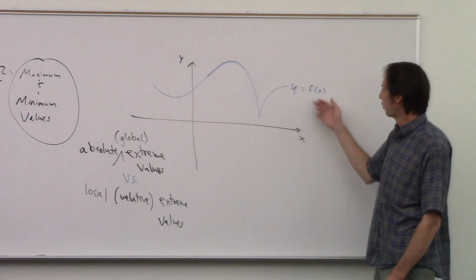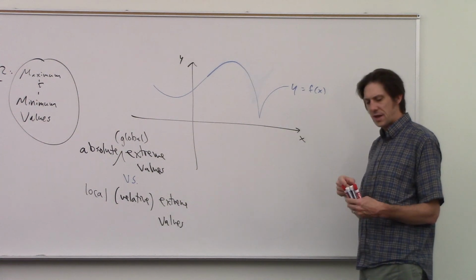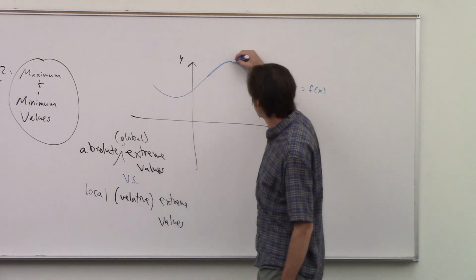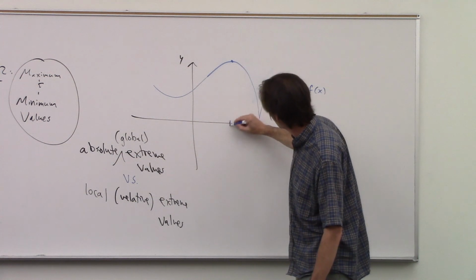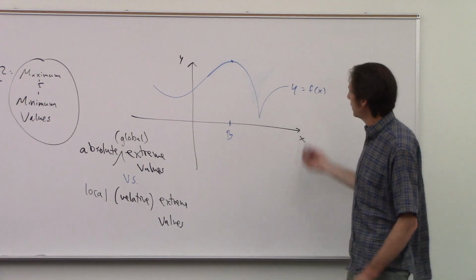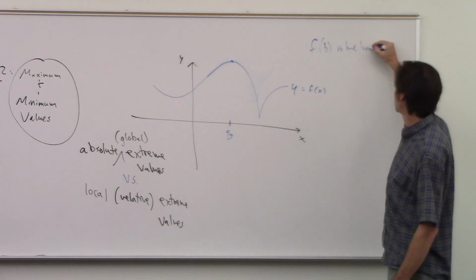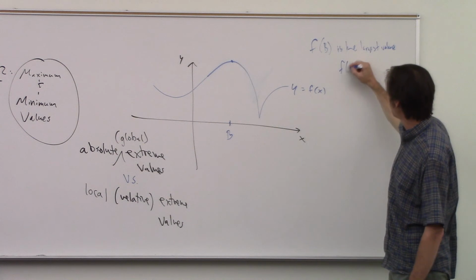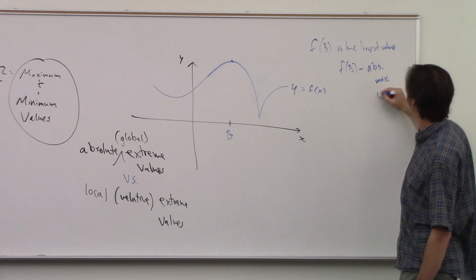In the xy plane, here's a graph of y equals f of x. And there are some locations on the graph that jump out at me. One of those locations is certainly this point, right, up at the top. Let's call this point B, maybe. The x value is B here. And I see that f of B is the largest value anywhere. And so what I would say is that f of B is an absolute maximum value.